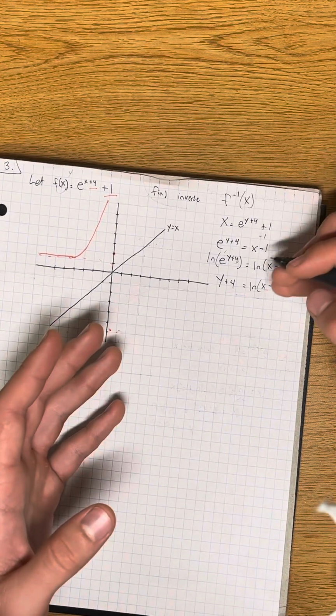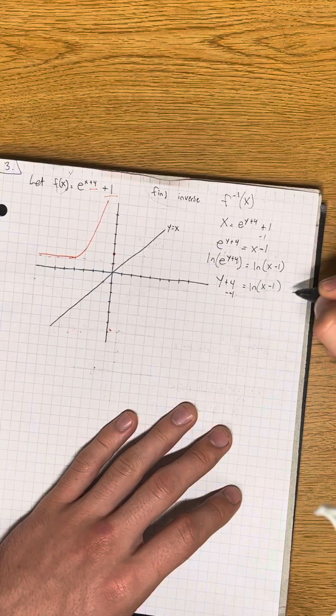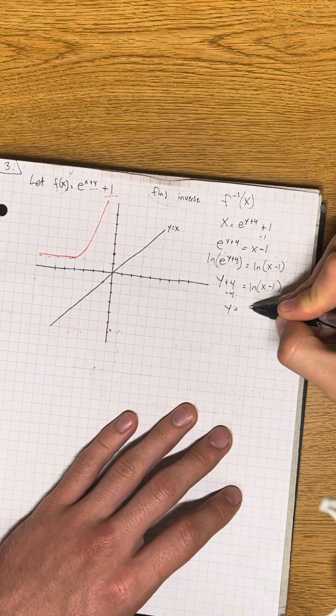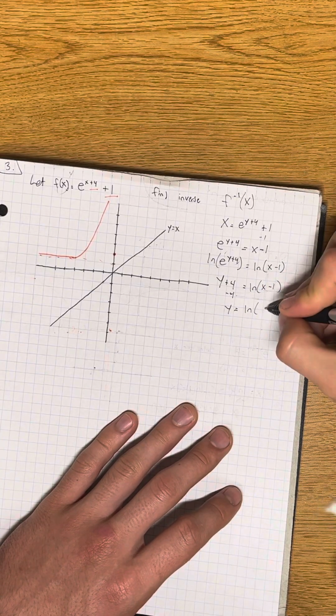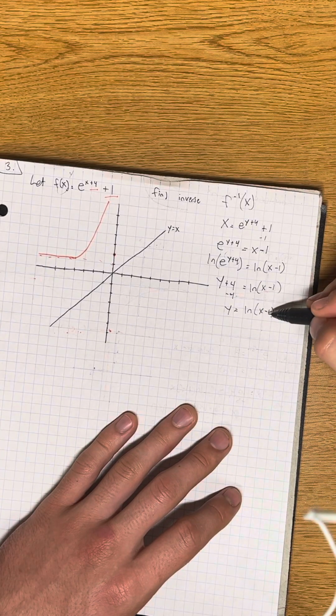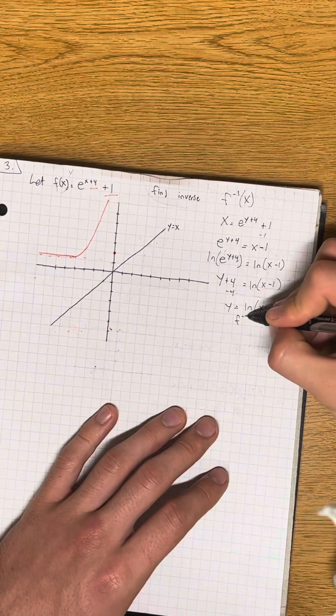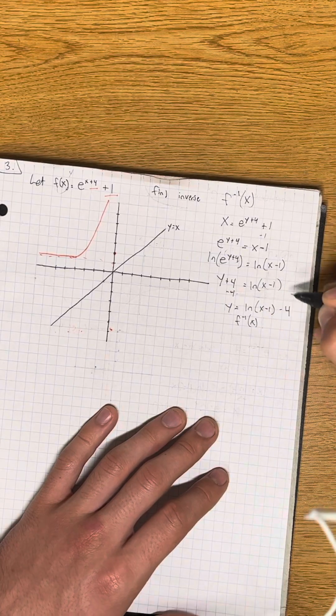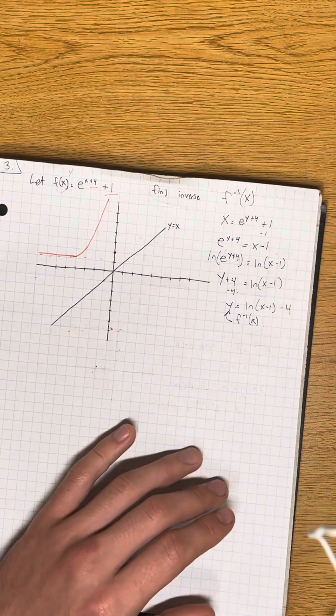Now we just have to solve for y again. Very simple algebraically. We just have to subtract 4 from both sides, and we get y equals the natural log of x minus 1 minus 4. And this is our inverse function. This is the f inverse of x. That's all this inverse function now is.